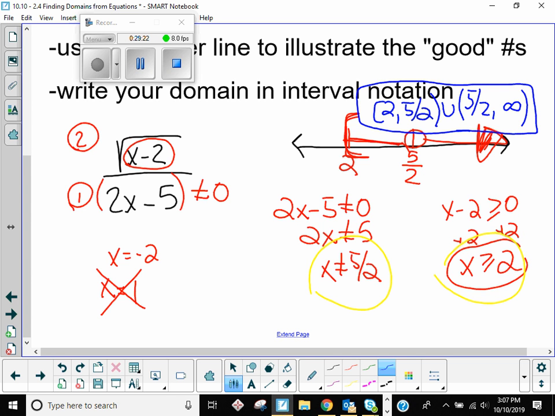Was anybody able to get that right from the start? Yeah? Okay, good. Who just made some tiny mistake, but now you're good? Who put the 2 to the right of the 5 halves? It messes up your interval notation, right? It gives you something completely different.